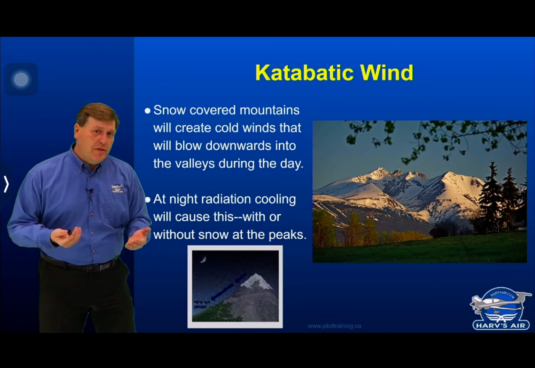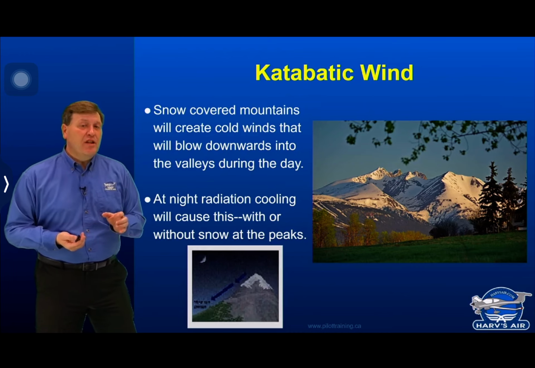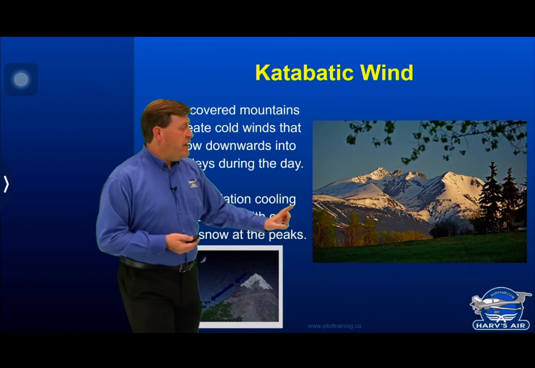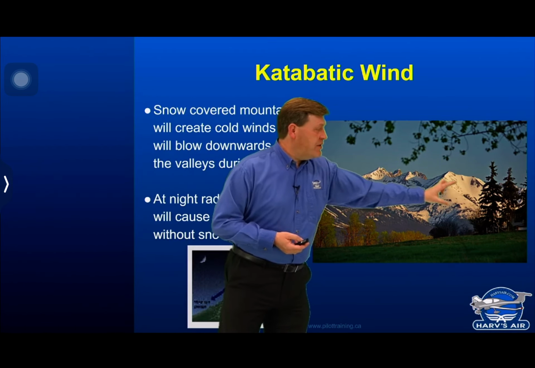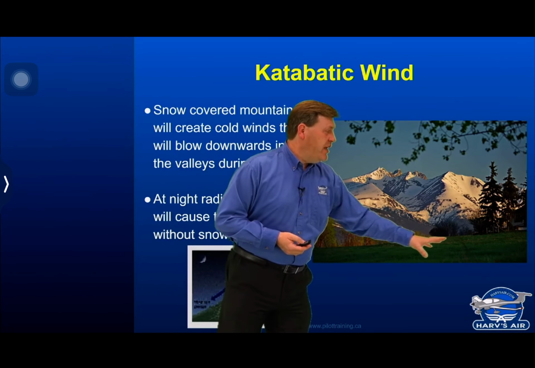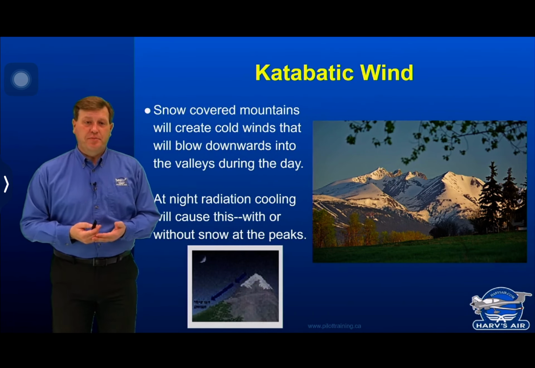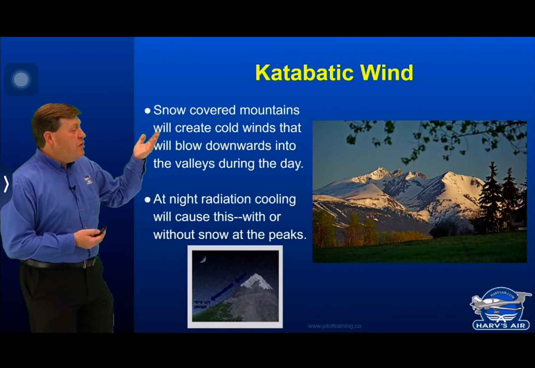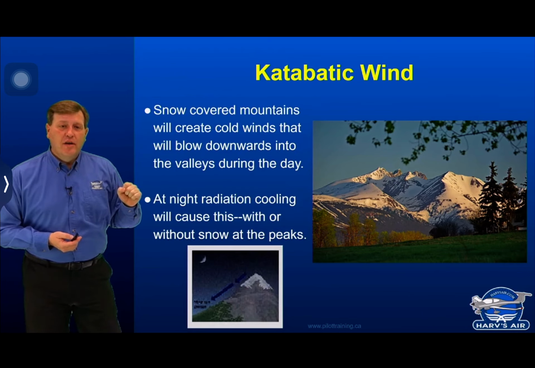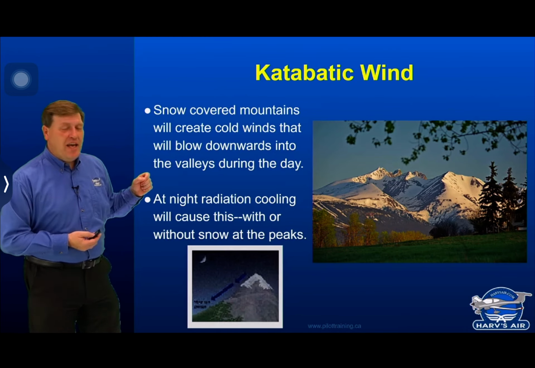Earlier, I mentioned that terrain can have a huge effect on winds in the local sense of the word. In this particular picture here, I've got a mountain that is covered by snow. Down here, I can see nice greenery, so let's look at what could potentially happen in this case. When we have a snow-covered mountain, remember, that's going to create very cold air. They're going to blow downwards into the valley during the day.